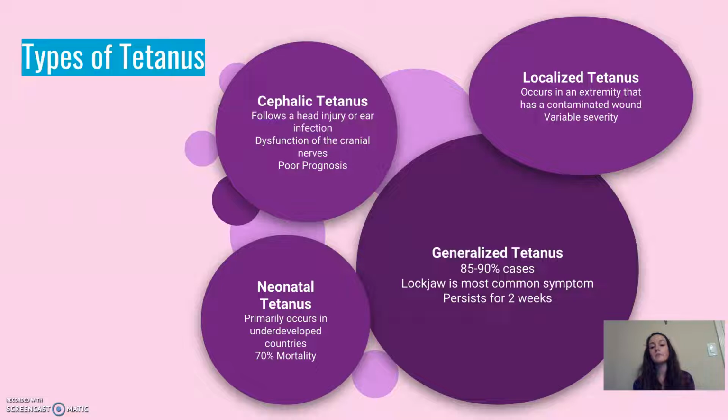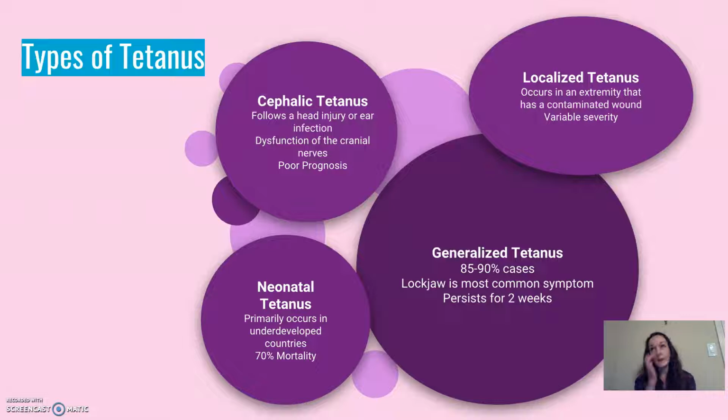The first and most common is generalized tetanus, and this occurs in 85 to 90% of all cases, and the most common symptom is lockjaw. It persists for 2 weeks, however, it takes about 2 to 4 months for you to be completely recovered from it. And so generalized tetanus is when you have those muscle spasms throughout your entire body. Localized tetanus is the second most common one, but that's only about 10% of cases.